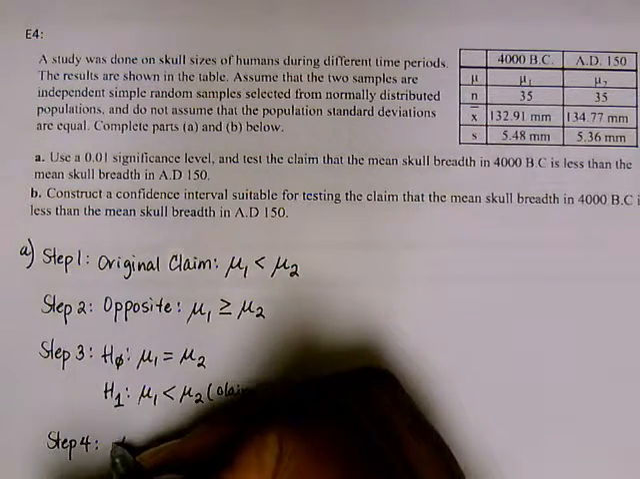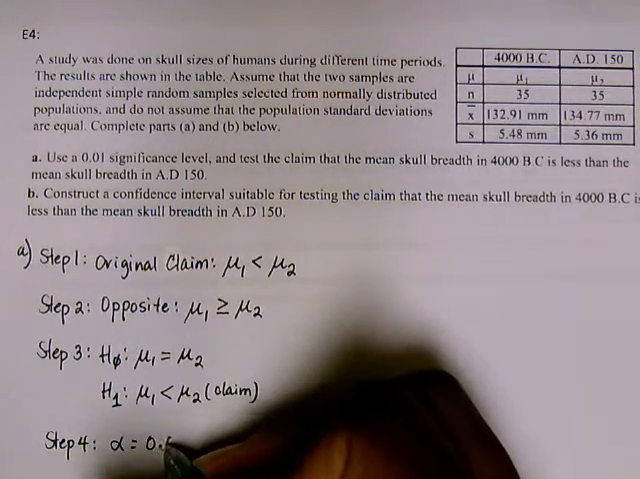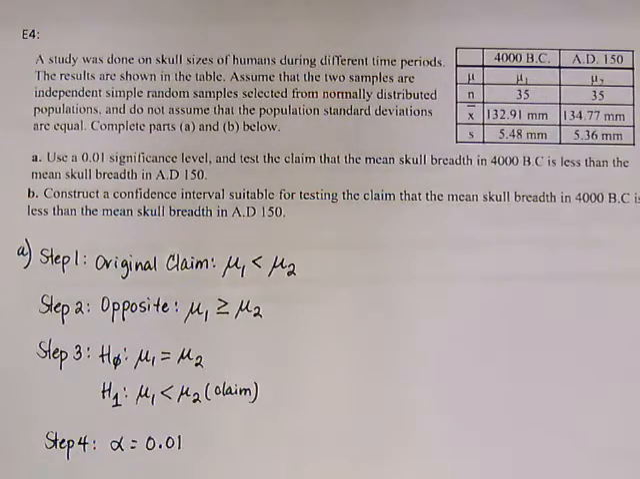And then step number 4 is the level of significance. We're using a 0.01 level of significance this time. So your alpha is equal to 0.01.